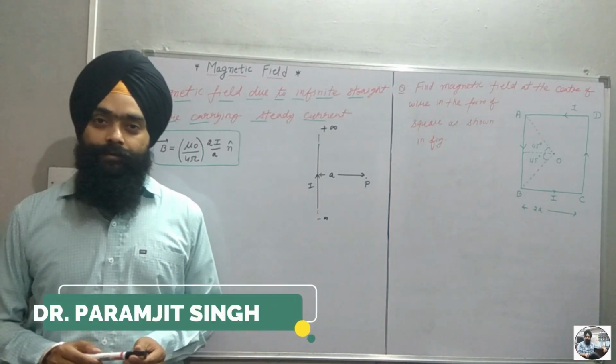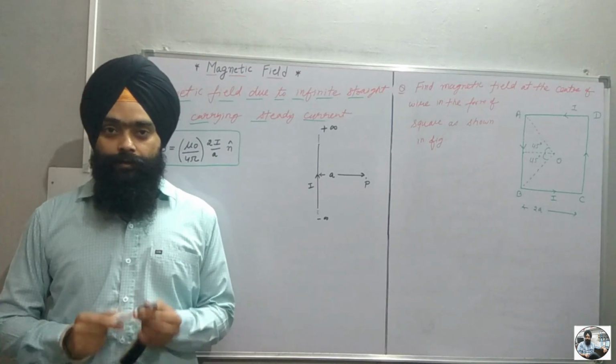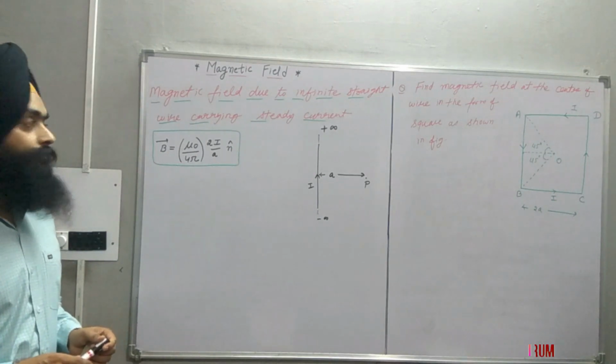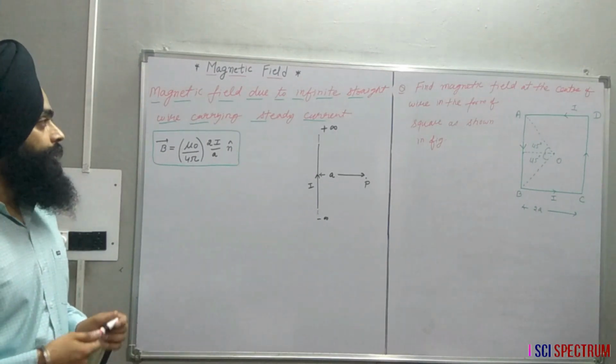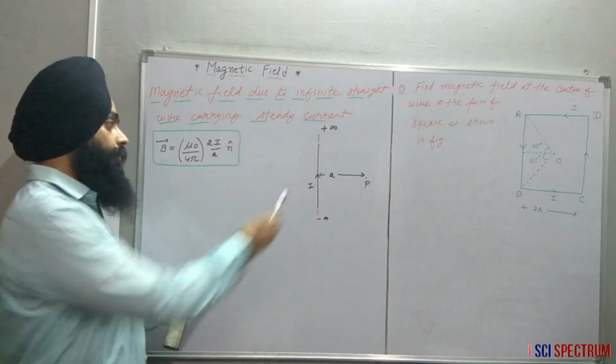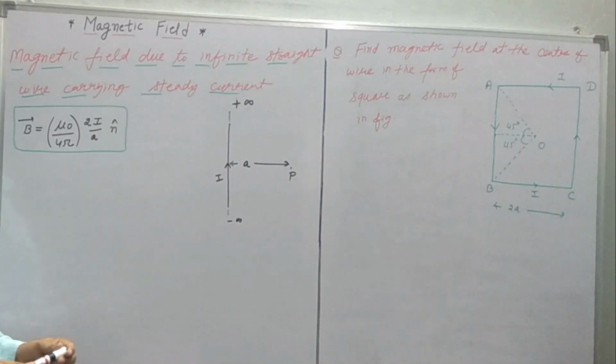So let us apply the Biot-Savart law due to a current carrying straight conductor. Here, the magnetic field is due to an infinite straight wire or conductor carrying steady current. In this case, the conductor or the wire is straight and it extends up to infinity at both of its ends.